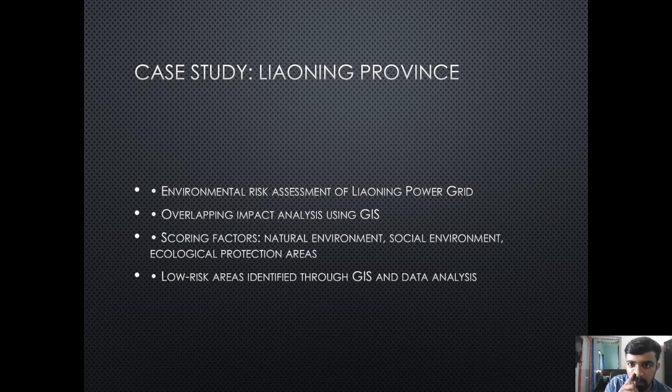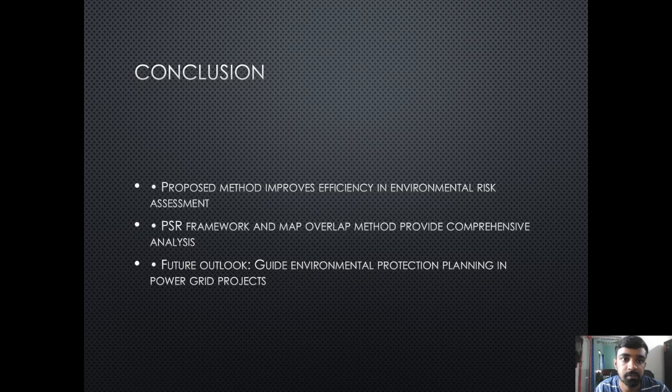The case study is done on the Liaoning province. The environmental risk assessment of the Liaoning power grid is done by overlapping the impact analysis using the GIS method. The different factors that are affecting this are the natural environment, social environment, and ecological protection areas. The low risk areas are identified through the GIS and the data analysis based on the case study done.